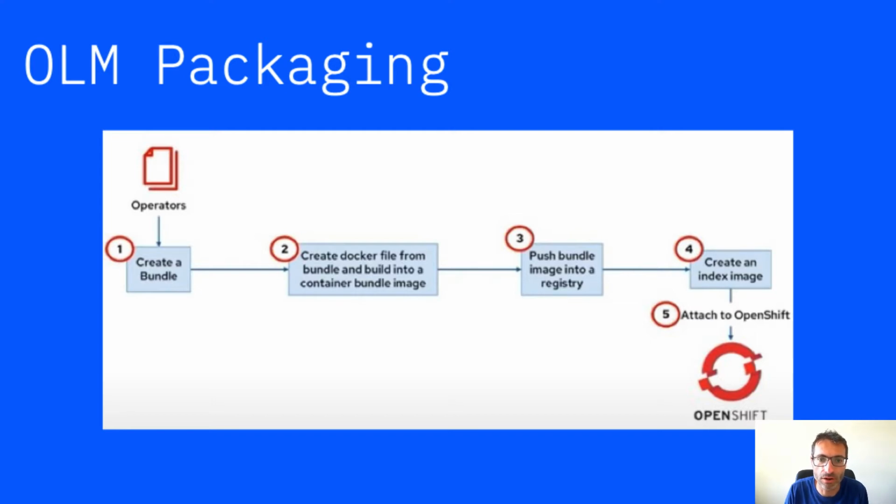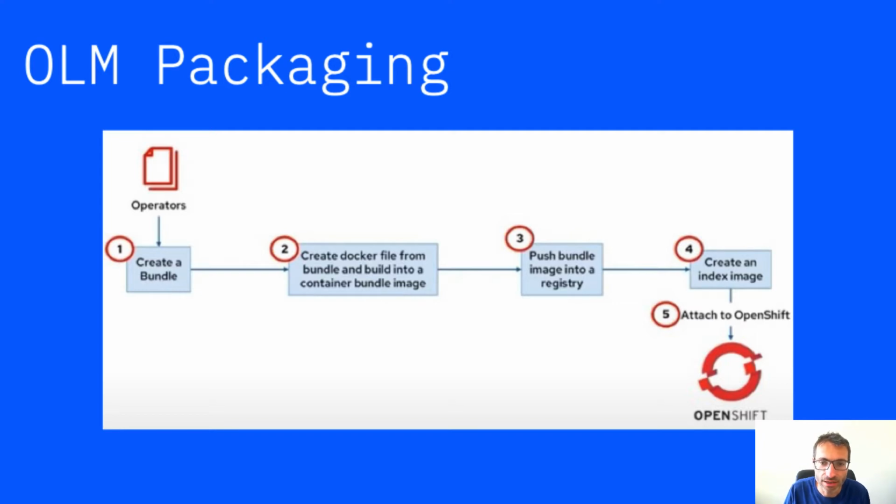Then from that bundle image, you then build a subsequent image which is called an index image, or sometimes known as a catalog image. And what that does is it builds an API around the data or the content of those files, and that API is compatible with Operator Lifecycle Manager.